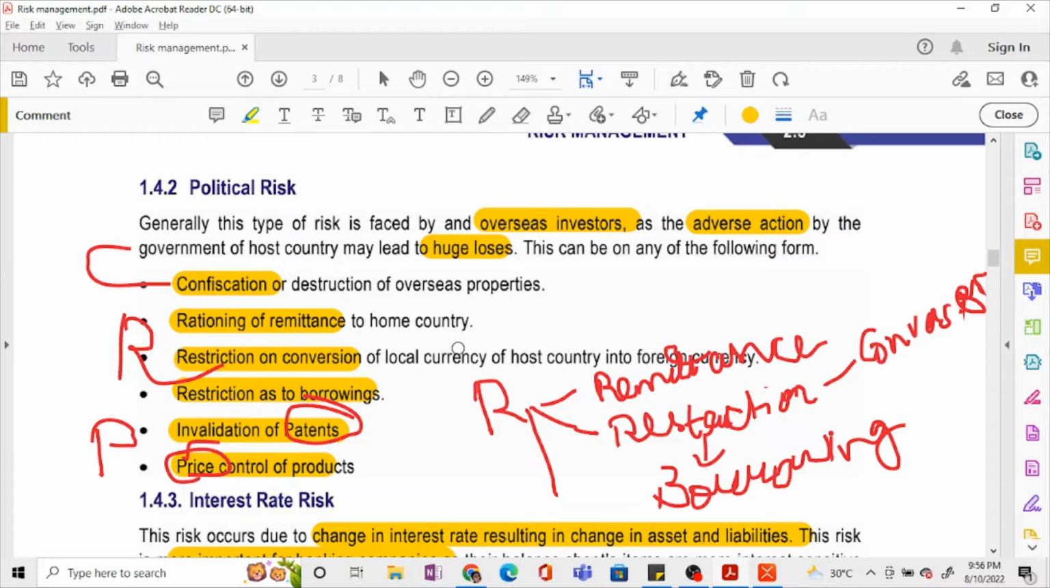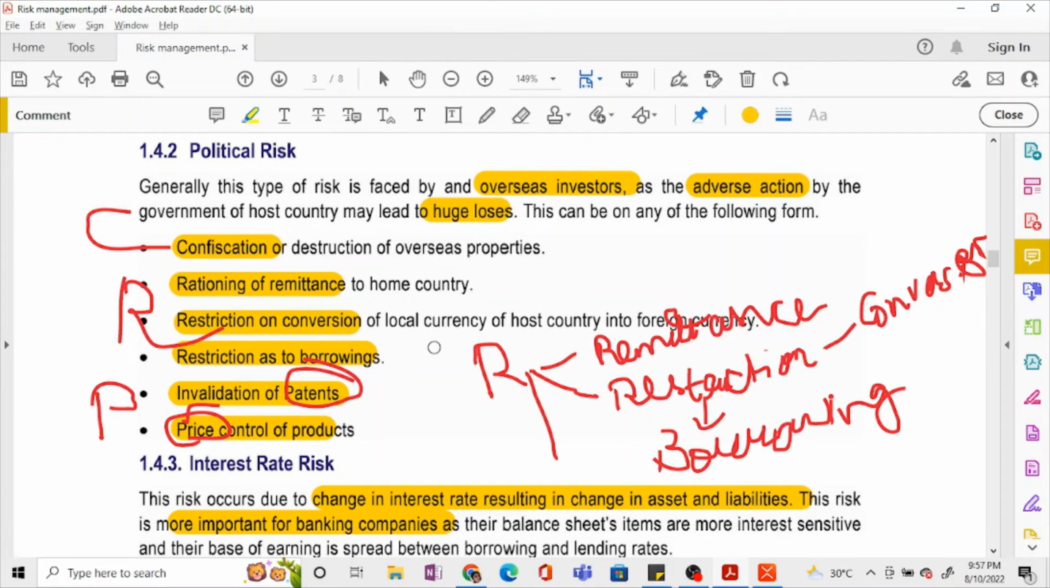So overseas investors can face political risk. This is where the foreign country's government can take adverse action, any adverse action that may lead to huge losses. For example, confiscation of overseas properties, rationing of the remittance, meaning they should not remit more than a certain amount. Like that, they can ration the remittance. Restrictions on the conversion of the local currency into the foreign currency, restrictions on borrowings, invalidation of patents, and price control of the products.